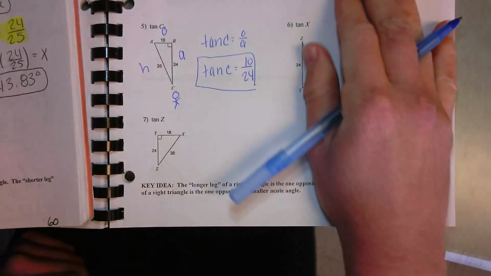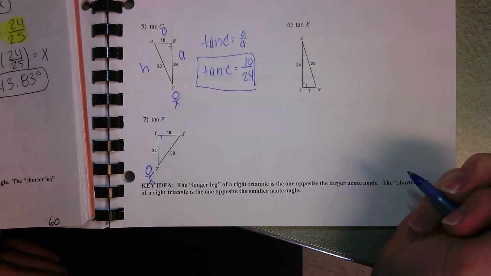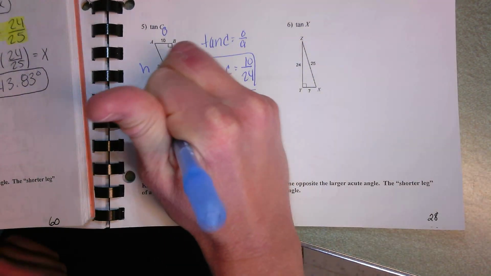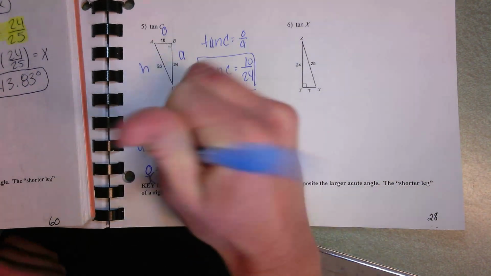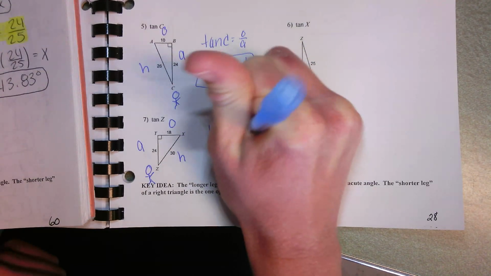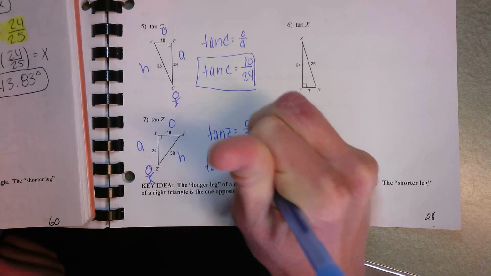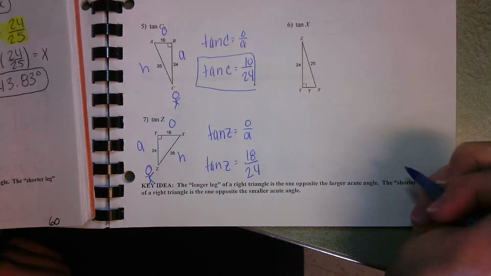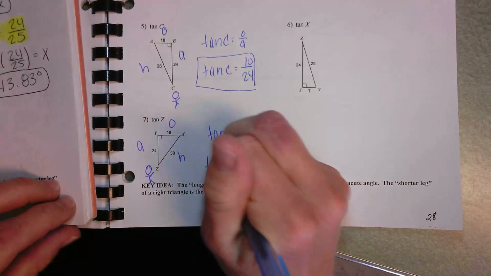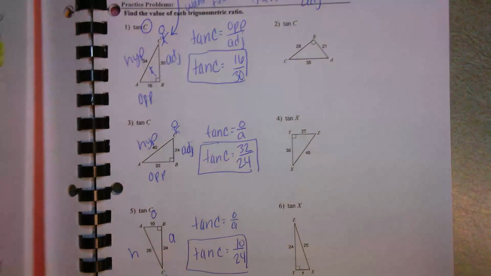And then the last one, tangent of Z. So here is my person. Now this is my opposite, adjacent, and hypotenuse, so tangent of Z, again, is opposite over adjacent. So tangent of Z is equal to 18 over 24. All right, so let's go to the next page.